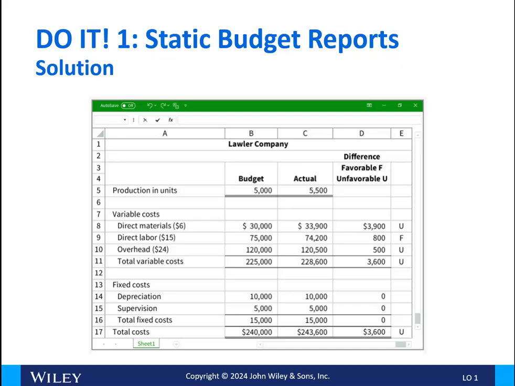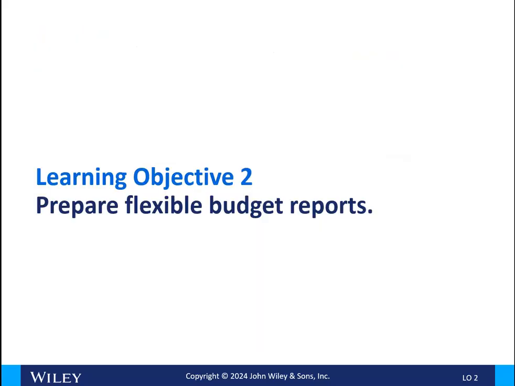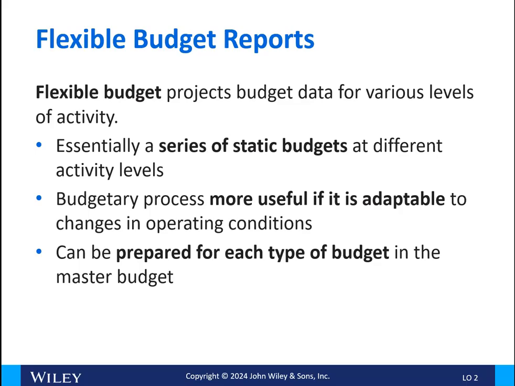But companies use these, and you need to understand how they're put together and what the benefits and limitations are. Now we'll look at flexible budgets. A flexible budget projects budget data for various levels of activity. Essentially, it's a series of static budgets at different activity levels.